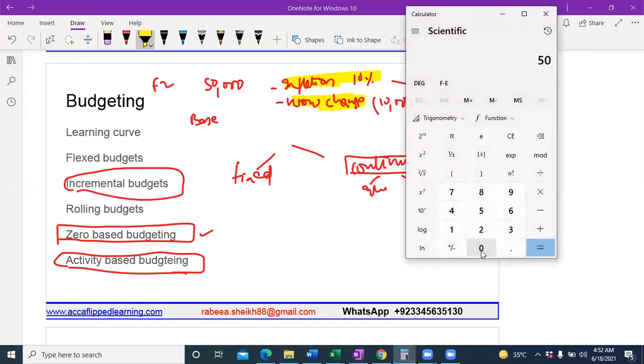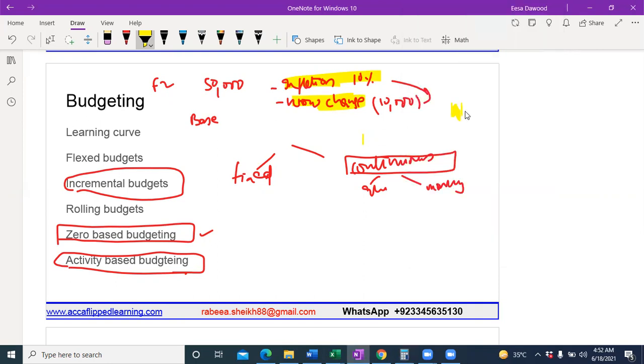For example, 50,000 was the last year base. 10,000 known change, employee left the company, so 40,000, and then just adjust the inflation by multiplying by 1.1, 10% inflation. And now the budget for next year would be 44,000. It is quick and easy.